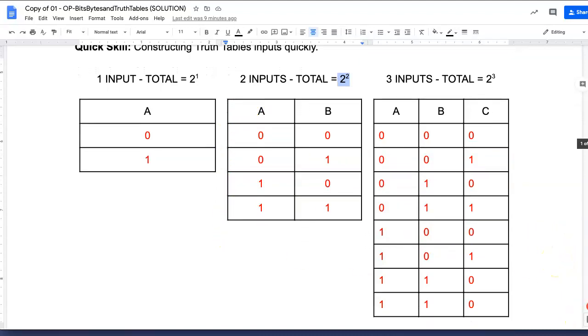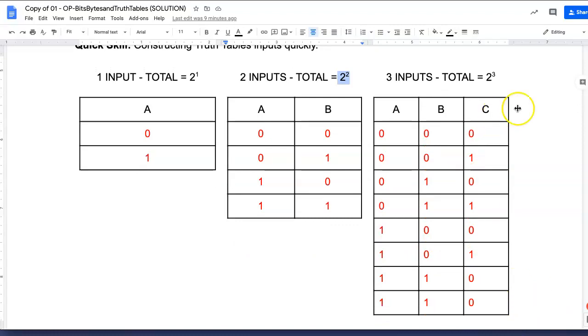Finally, we have 3 inputs, and this is the most inputs you would get on an IB computer science exam, but I really like you to understand the pattern so you can think beyond this. So here, we take our rightmost column, C, and we go 0, 1, 0, 1, 0, 1, 0. That should be a 1. Let me fix that right now. There we go, 0, 1.